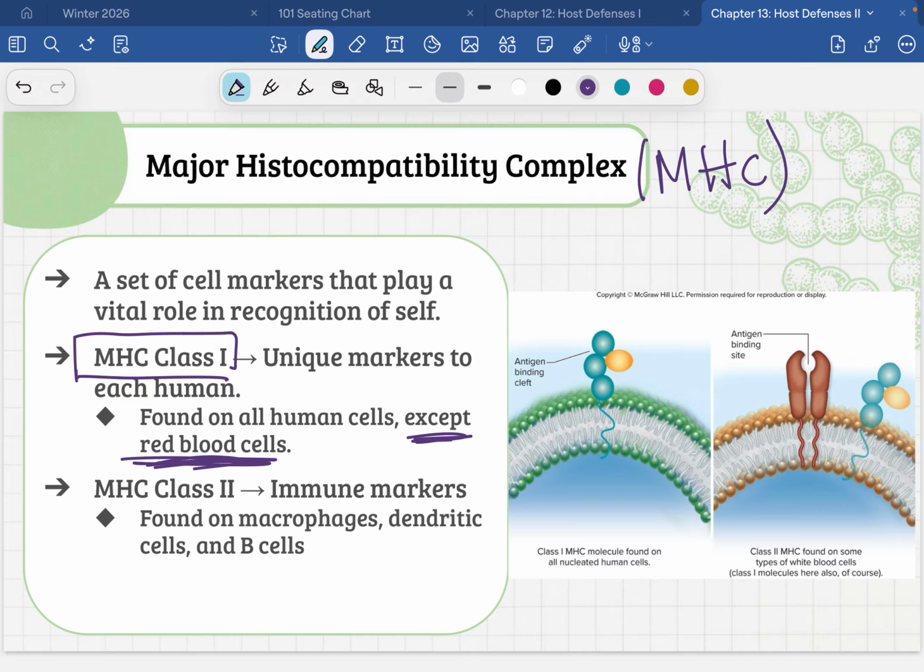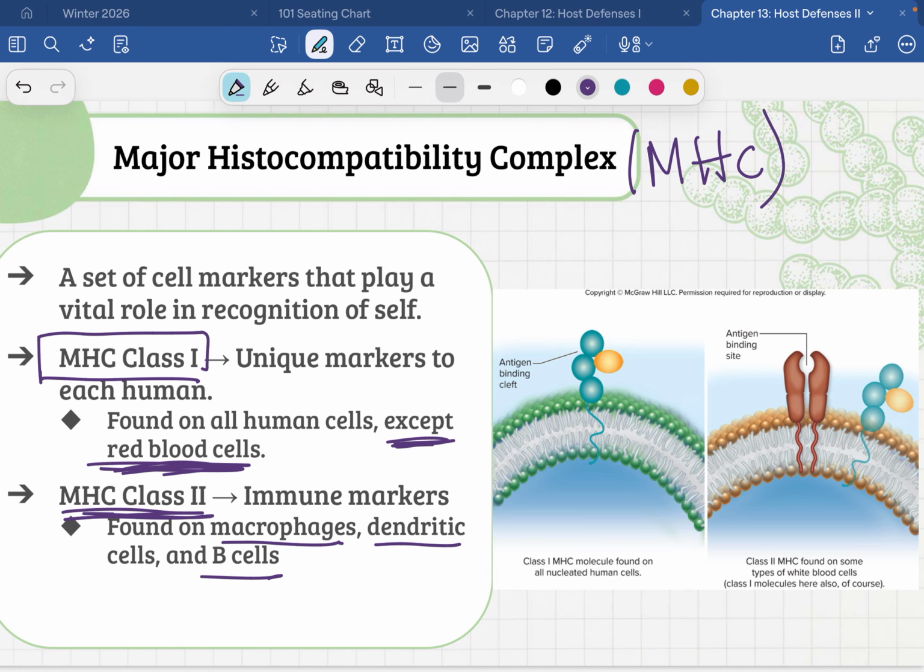So every cell in your body, except for red blood cells, will have an MHC class 1. It is a marker unique to you. It is how your body identifies your cells. Now, the MHC class 2 is an immune marker, and these are found only on macrophages, dendritic cells, and B cells. Okay, and we're going to talk more about these macrophages, dendritic cells, and B cells in just a little while. But they have something called an MHC class 2 protein, and it's specific to these 3 cell types. And we're going to talk about what that does and what that means in a little while.